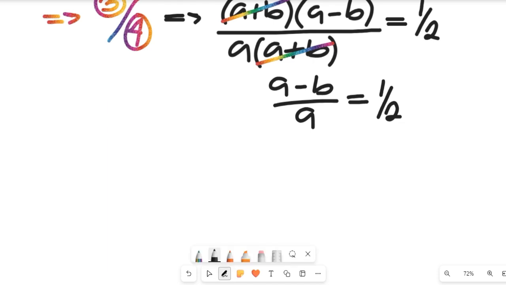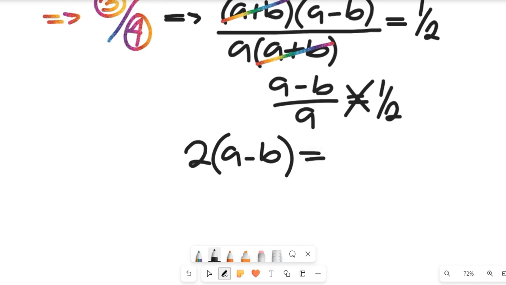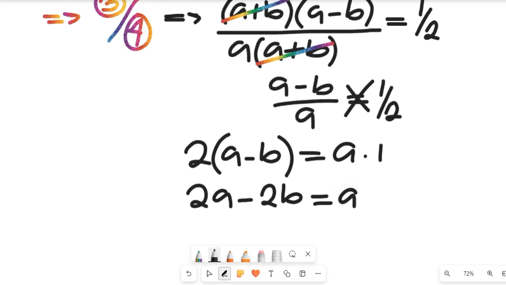If we cross multiply, you find out that this will multiply this and this will multiply this, and then we'll have 2 multiplying a minus b, and then we'll have equal to a multiplying 1. So this is going to give us 2a minus 2b, right? And this will be equal to a.